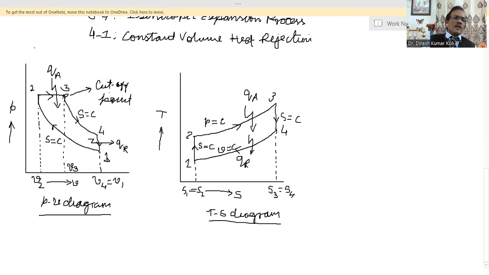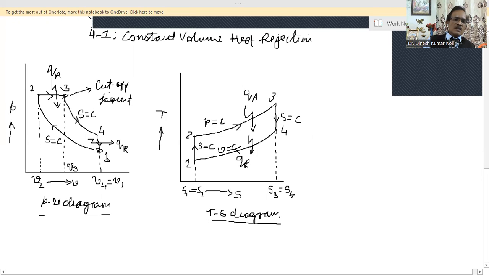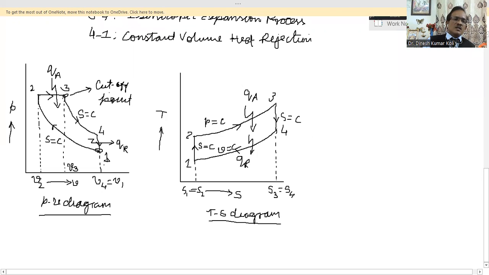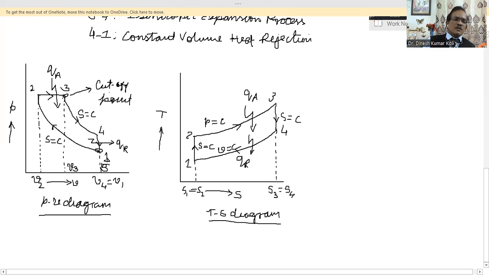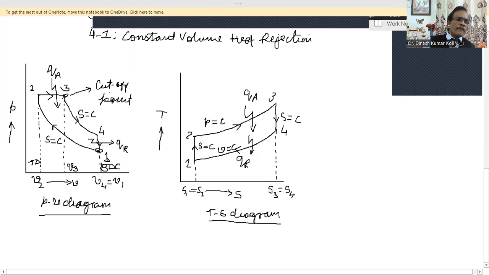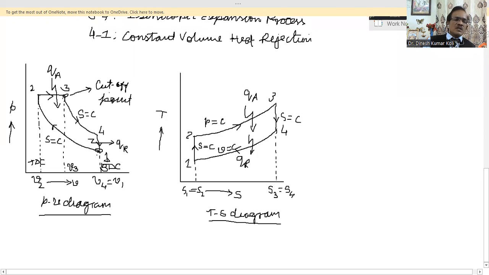Now we start this cycle from point 1, considering point 1 because it is the BDC position of the piston, and at point 2 it is the TDC position. Here it is TDC. So considering the piston is at BDC position, it means the suction of atmospheric air has already taken place.